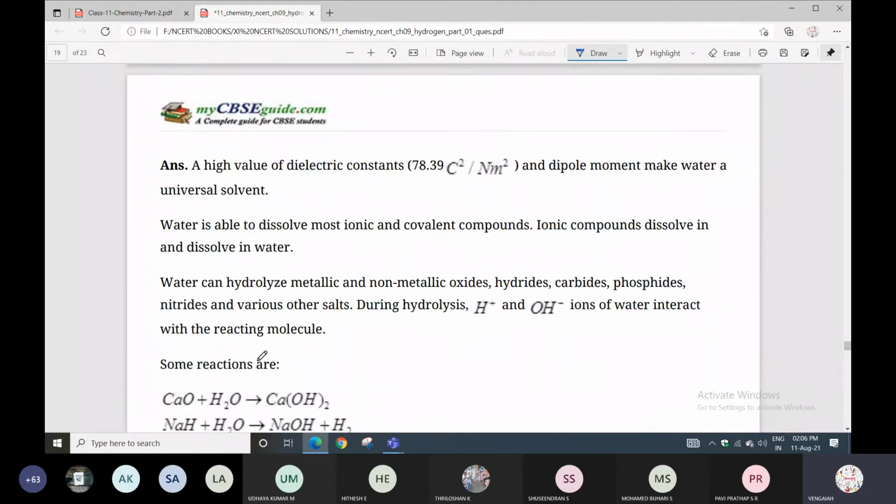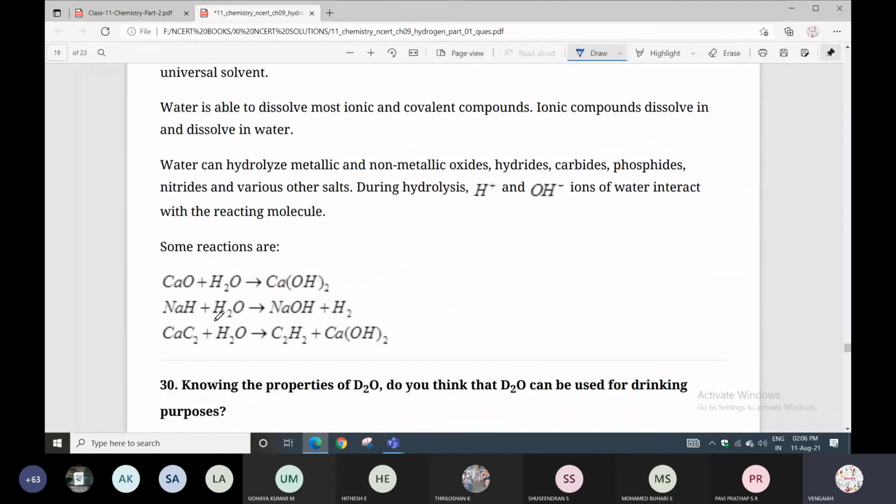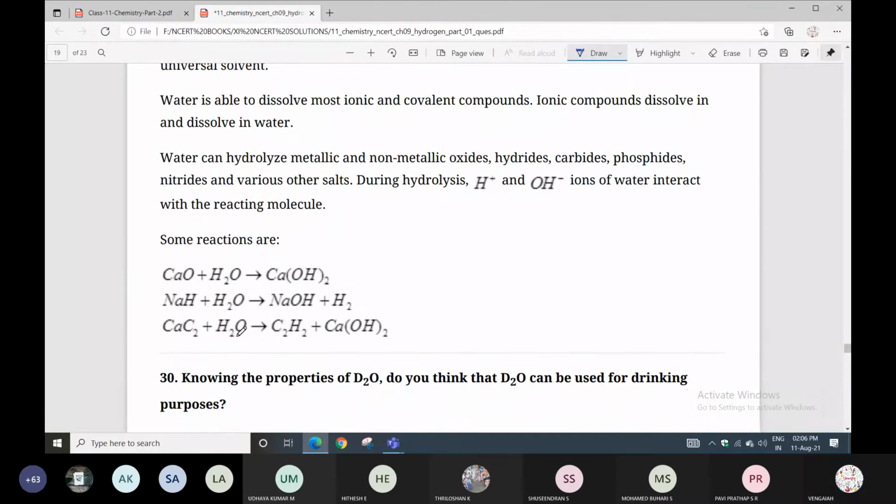During hydrolysis, ions of water interact with the reacting molecules. Some reactions are given, for example calcium oxide plus water forms calcium hydroxide. Hydrates, carbides, phosphates, nitrates and various other salts also undergo hydrolysis, where water interacts with the reacting molecules.